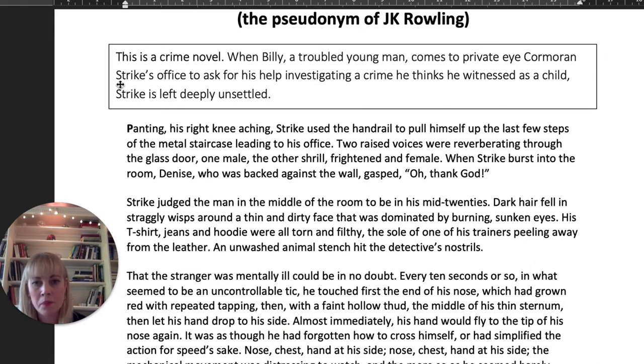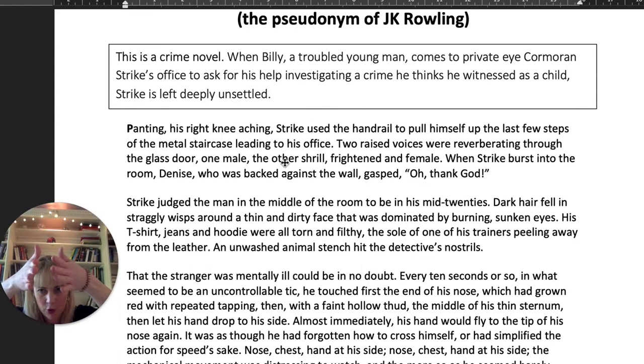Okay, so your focus for your starting point for your paragraph is scene setting, character setting. We're getting an impression of what's going on. We also get an impression of some sort of conflict that's happened with the shrill, frightened female and the gasp of, oh, thank God. In short, what is the writer doing? They are using what we call a narrowing narration. So we see a focusing in on Strike as a character. You think of something narrowing in, you're getting that real specific focus on the key character of Strike here.